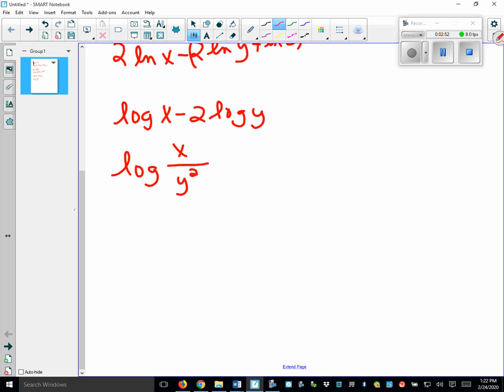So what if I have 3 log base 2 of x minus 4 log base 2 of y minus log base 2 of, oh, that's a z.